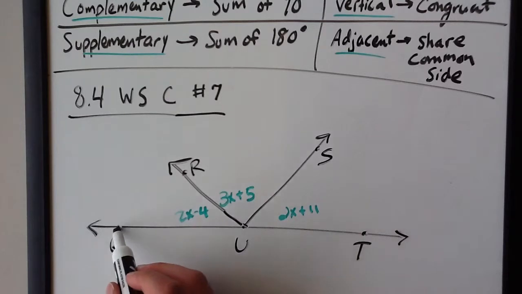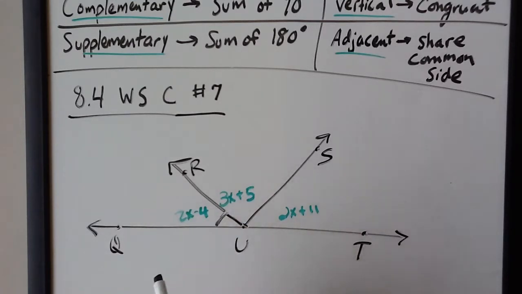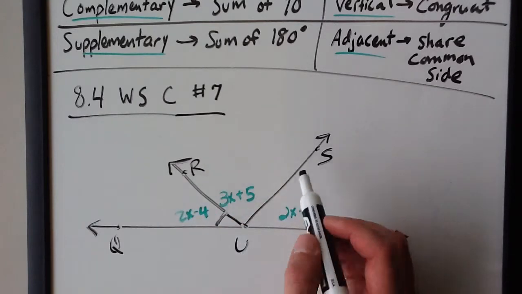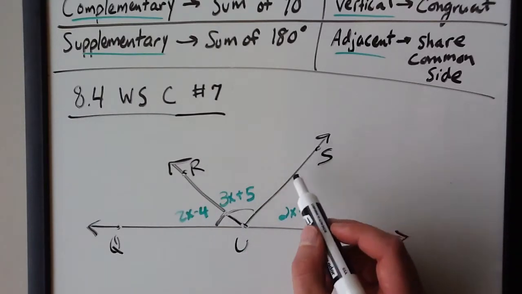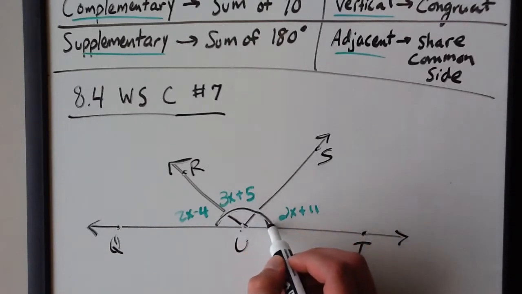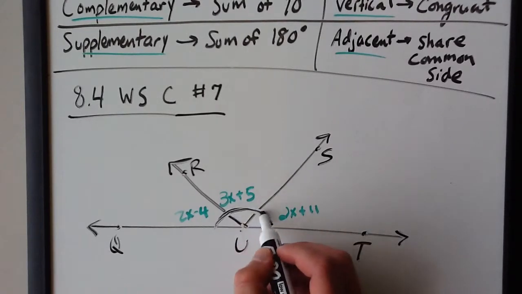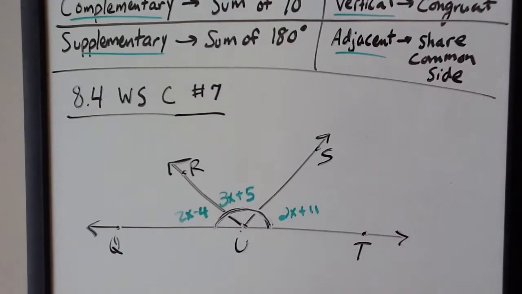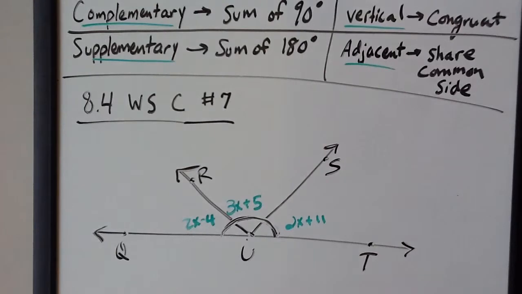We have angle QUR, which is this angle. That's angle QUR. We have angle RUS, which is this angle right there. And we have angle SUT, which is this angle right here. So as you can see, I've sort of drawn a half circle, right? So all of those angles add up to form a half circle, or you could say 180 degrees, right? And if the sum of those angles is 180, that means they are supplementary.